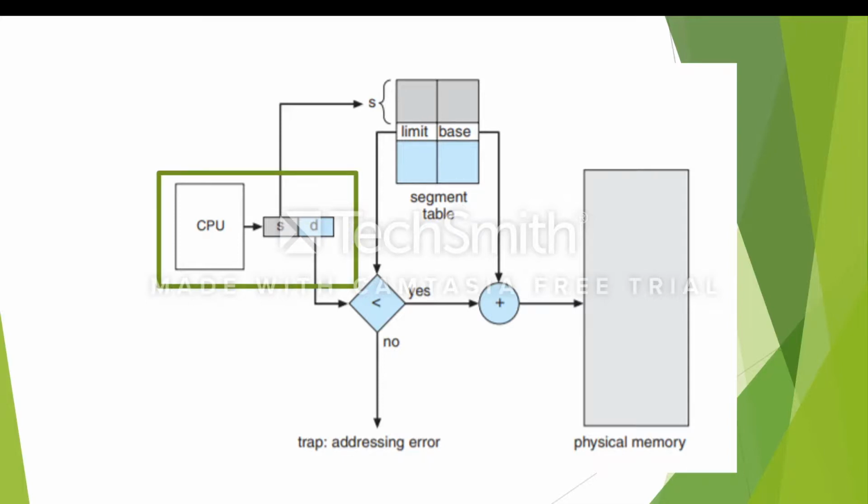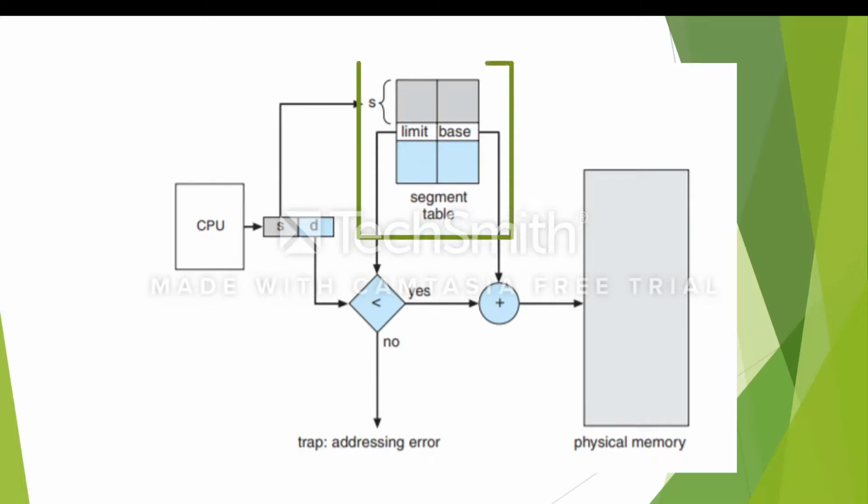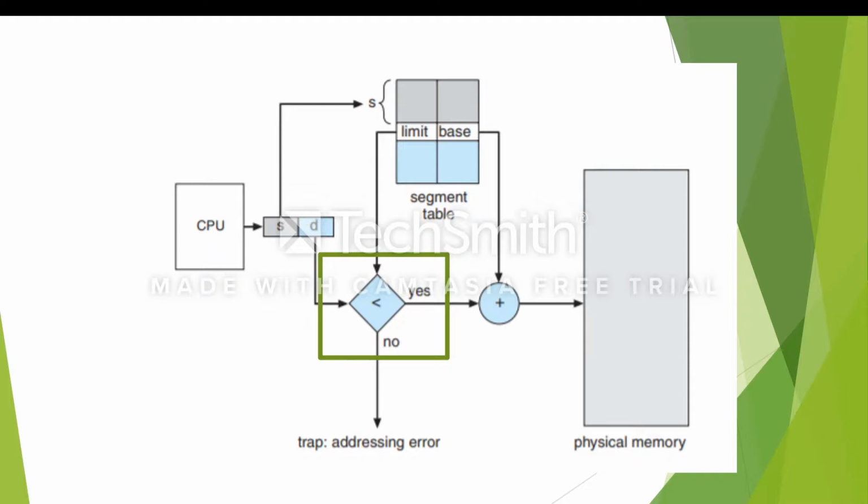The CPU sends the data as a logical address: a segment name and offset. The limit, which is the length of the segment, and the base, which is the starting point of the physical address, are stored in the segmentation table. The offset is then checked to see if it is less than or equal to the limit. If so, the physical address will be the base plus the offset and is stored in physical memory. Otherwise, if the offset is greater than the limit, an addressing error will occur and a trap will be thrown.